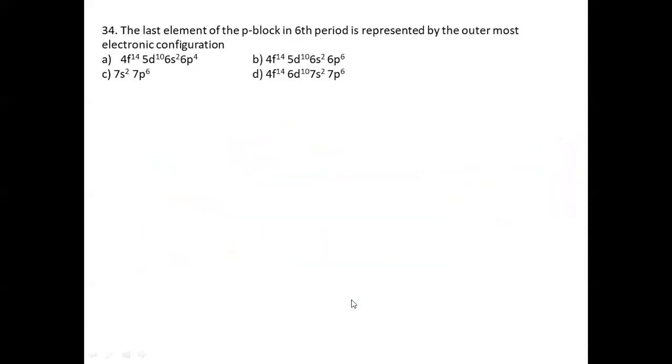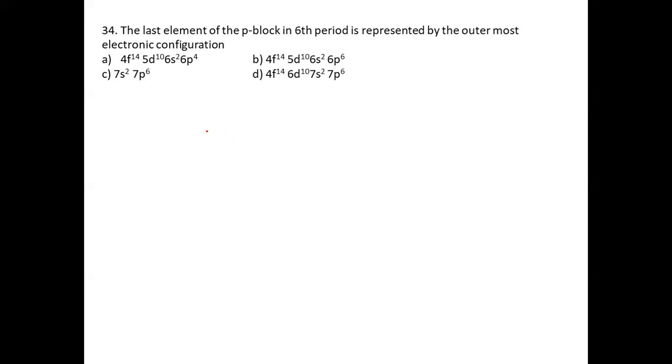Then 34. The last element of the p block in the sixth period is represented by the outermost electronic configuration. So students, you have to remember some elements that are present in a particular group. Let me consider group 18. P block elements are present in the 13th to 18th groups. The last element means the one present in the 18th group only.